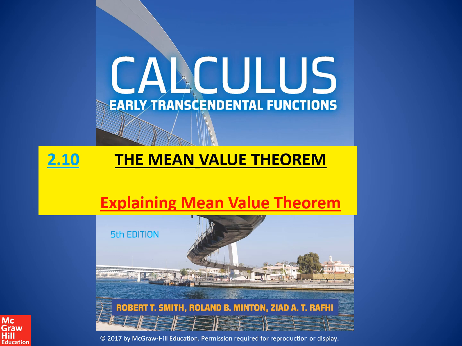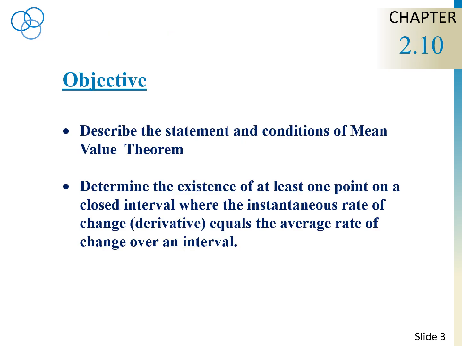In this video, we are going to study the mean value theorem. So the objective is to describe the statement and the conditions of the mean value theorem, and determine the existence of at least one point on the closed interval where the instantaneous rate of change equals the average rate of change over an interval, or in other words, the slope of the tangent line equals the slope of the secant line.